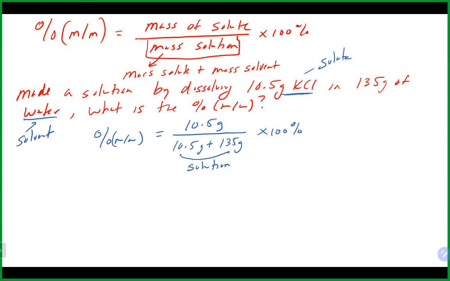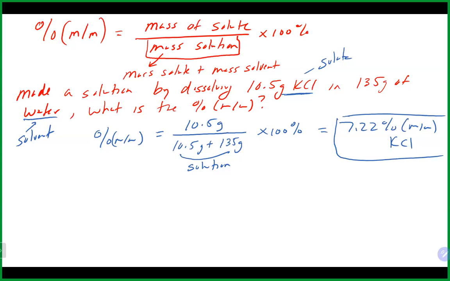So we would take 10.5, divide it by 10.5 plus 135, and times it by 100 to see how I did on my made up number here. We will end up with 7.22% by mass KCl solution, basically. So this type of unit is not too bad. That is usually the common error that people make, that they just divide by the solvent and don't actually get both parts of that solution together. Any questions on that?